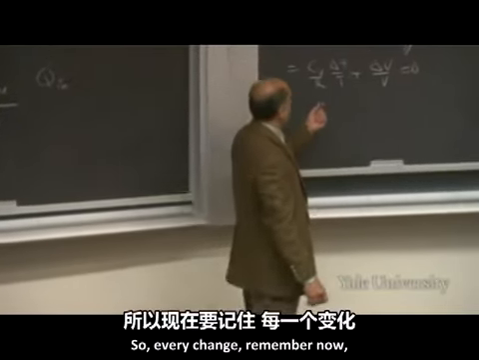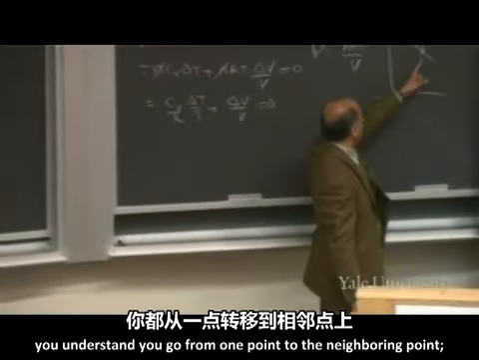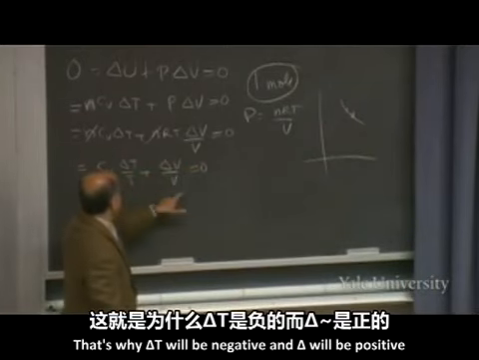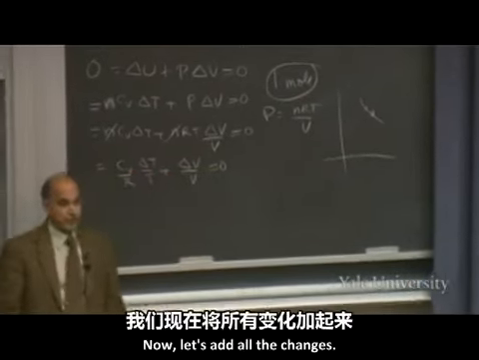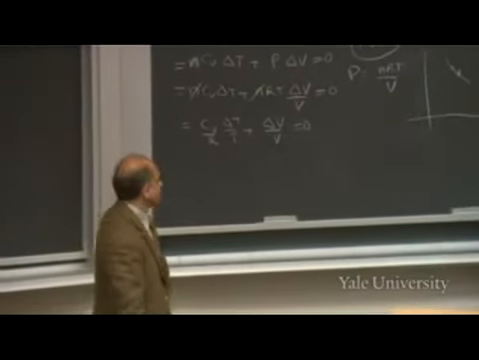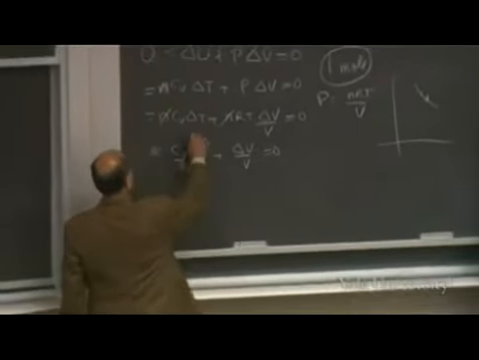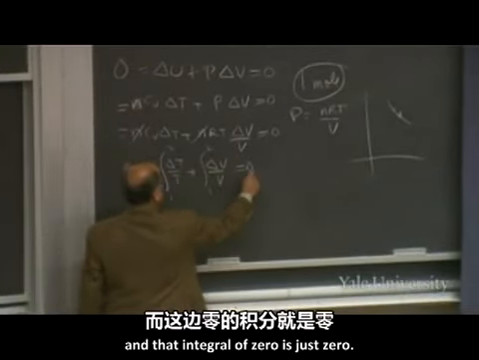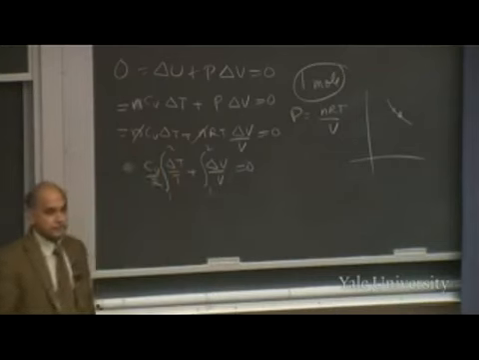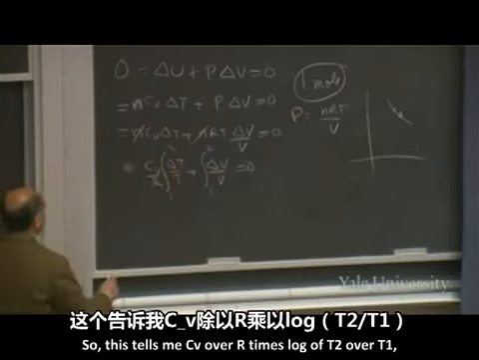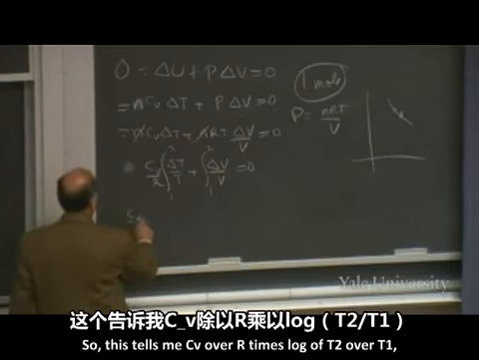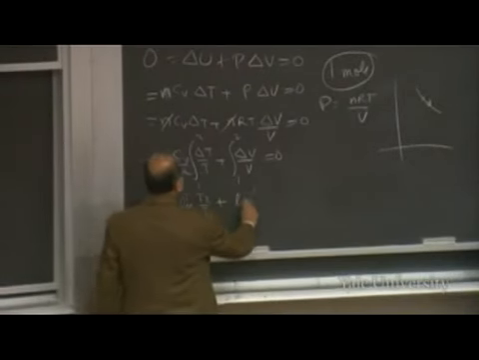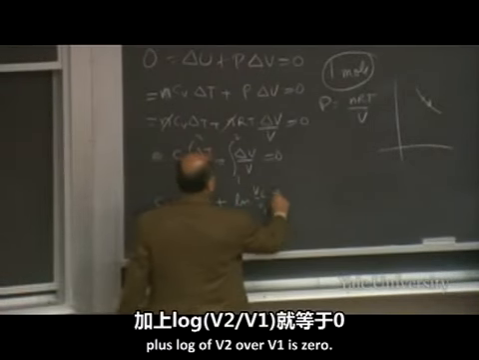Every change, remember now, you go from one point to the neighboring point, that's a plunge in temperature. That's why delta T will be negative and delta V will be positive, and these numbers will, of course, cancel. Now let's add all the changes. That's called doing the integral. Do the integral of that from start to finish, do the integral of that from start to finish, and the integral of 0 is just 0. So this tells me CV over R times log of T2 over T1 plus log of V2 over V1 is 0.